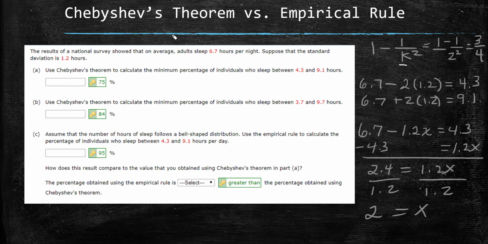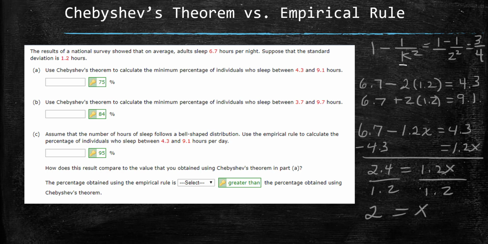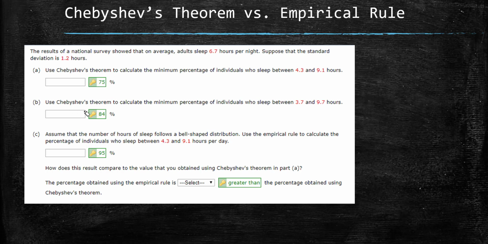So let's see if we can use this same thing to do the next one. It says between 3.7 and 9.7. I'll only need to do one of these because, as you saw, the 4.3 was less than 2 standard deviations of the mean, and this was more than.